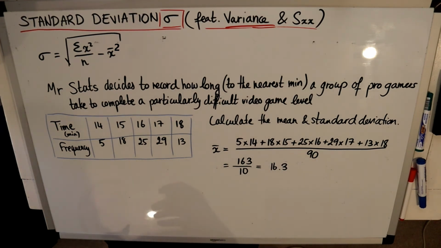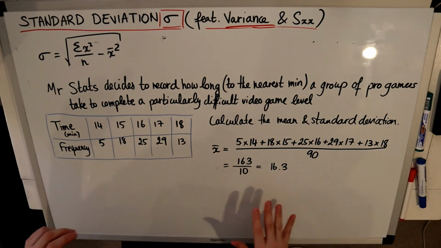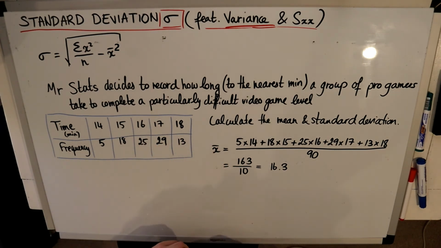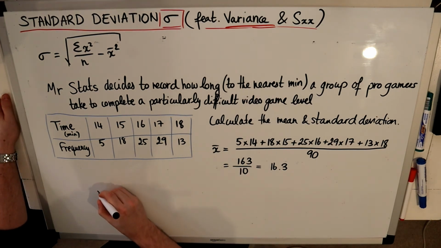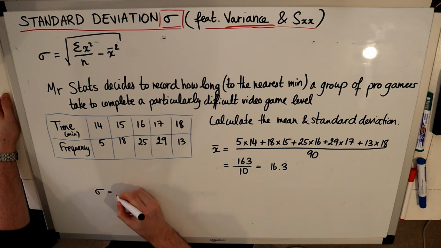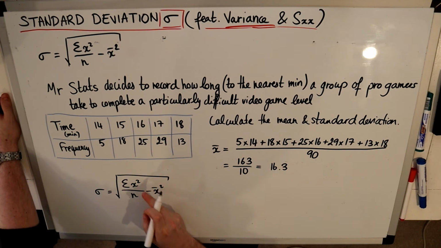Now, it's always worth actually looking at your data to make sure it makes sense. So 16.3 is actually somewhere in there, and it seems like around the midpoint, so that works about right. So what we're now going to say is the standard deviation is equal to the square root of the sum of the x terms squared divided by n, minus the mean squared. But first of all, I need to find all the terms squared.